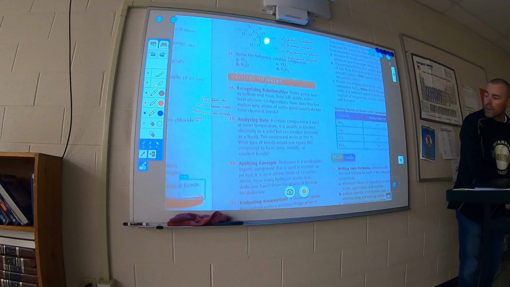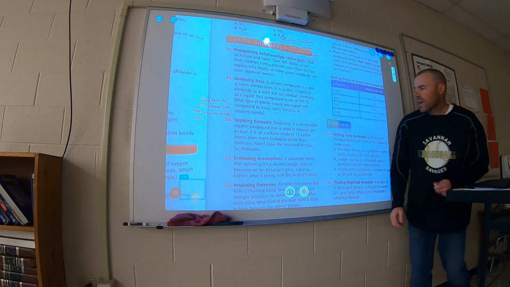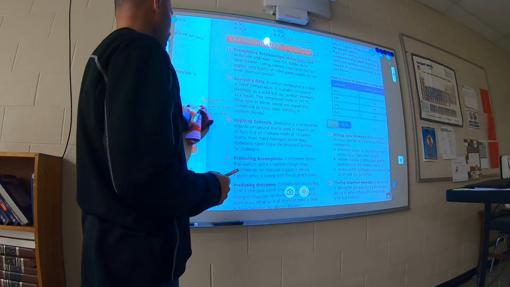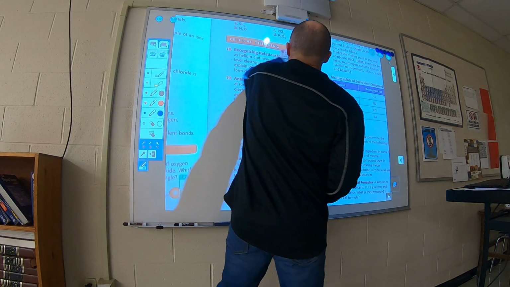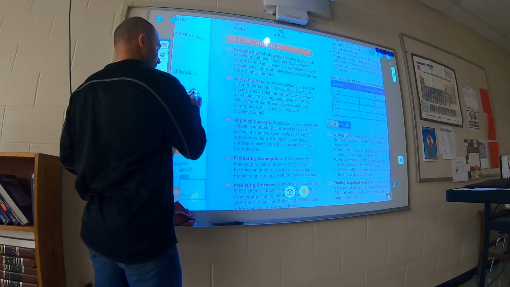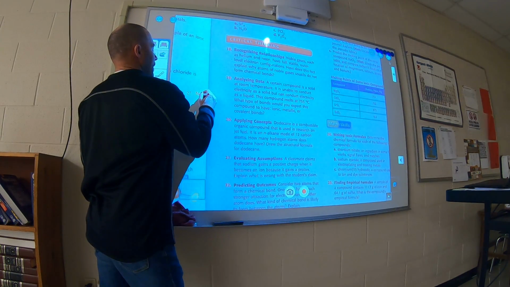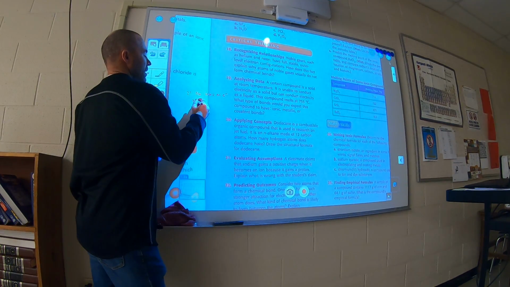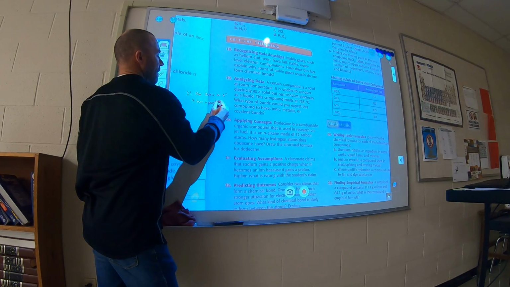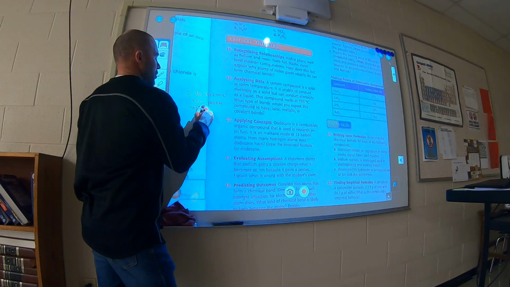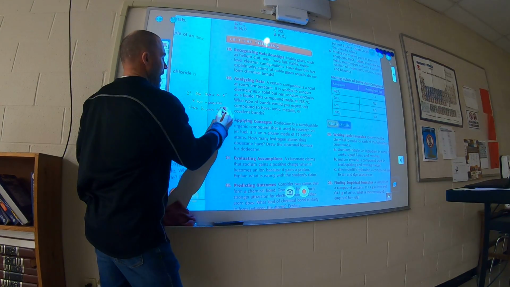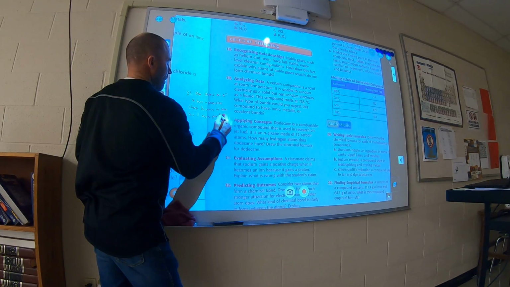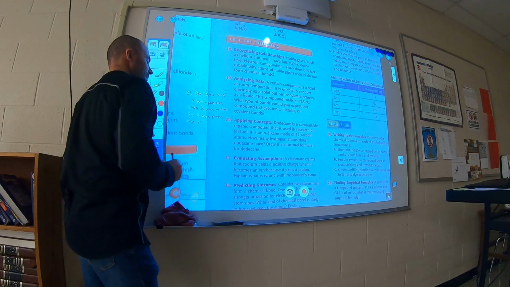Number 21 says a classmate claims that sodium gains a positive charge when it becomes an ion because it gains a proton. Explain what's wrong with this. So I'll put 21 right here. Na loses an electron and has a positive charge because it now has one more proton than electron.